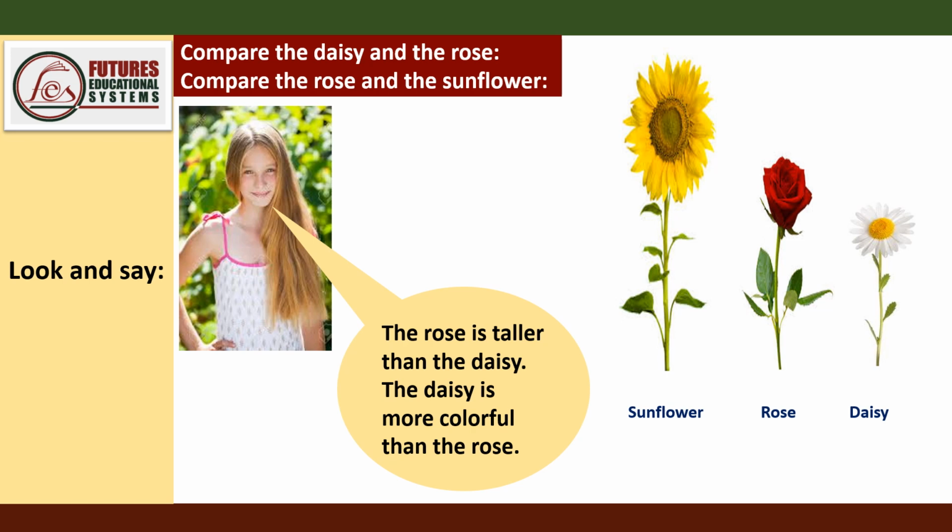Yes, as we can see, the sunflower is taller than the rose, and the rose is taller than the daisy as previously said. Now let's use the adjective short. The daisy flower is shorter than the rose, and the rose is shorter than the sunflower. So if we compare two things, we add er at the end of the adjective, and then we follow the adjective with than to compare two things to each other.